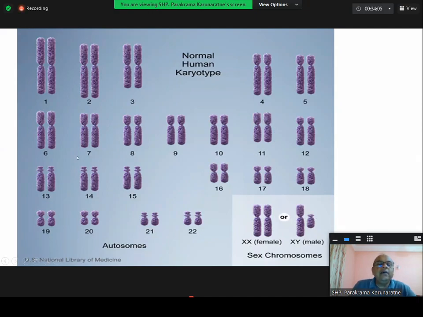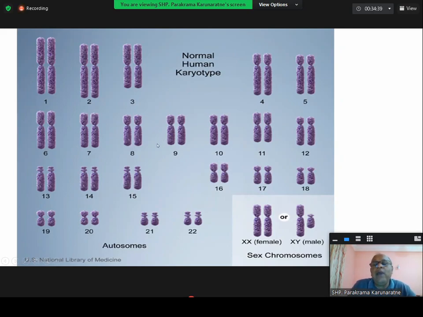In all the other pairs, the two members of the pair are similar, right? These are called autosomes. This pair is called the sex chromosomes. It can be XX in a female or XY in a male. All the other 22 pairs are called autosomes. Autosomes means they are not involved in sex determination. So you have 23 pairs.